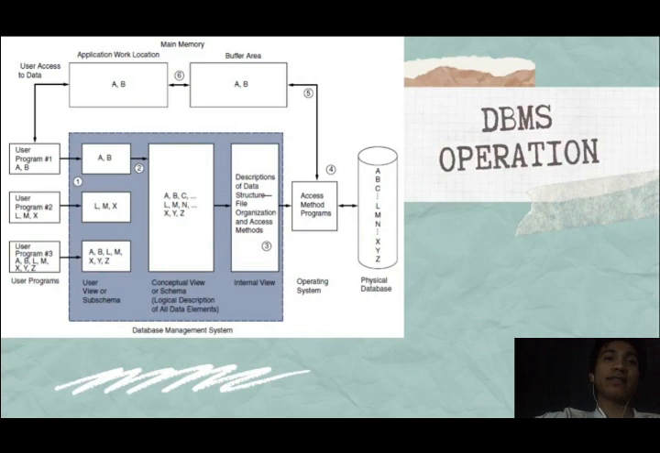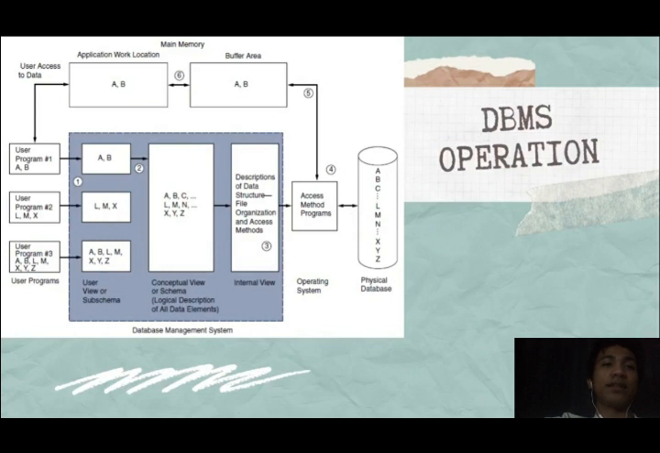So now, let's talk about how the DBMS operation works. The first step is that a user program sends a request for data to the DBMS. The call is written in a special data manipulation language that is embedded in the user program. Data manipulation language is a proprietary programming language that a particular DBMS uses to retrieve, process, and store data.